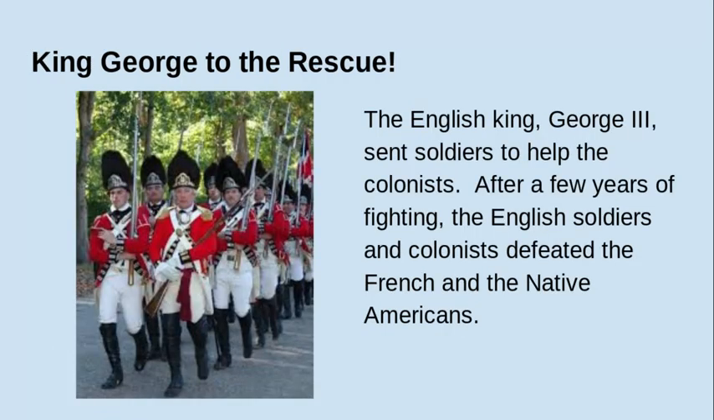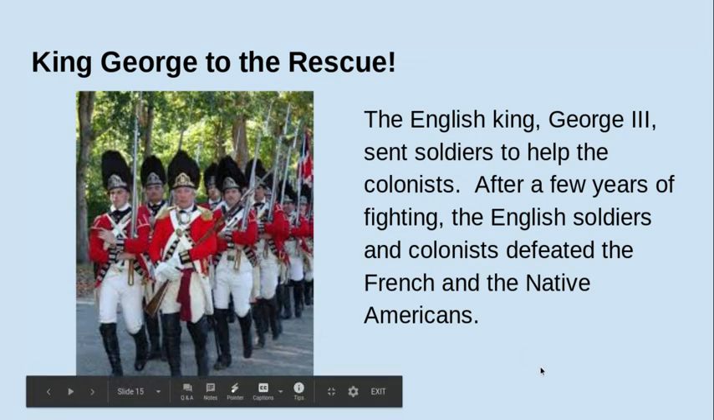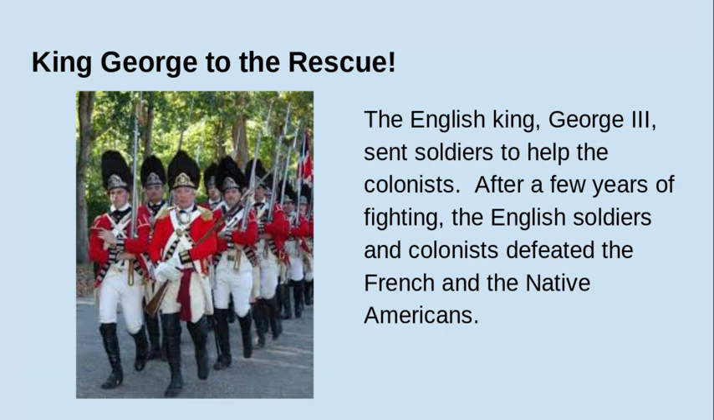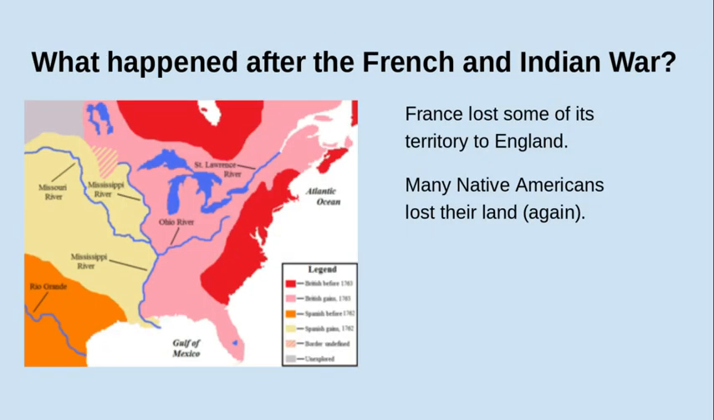But the soldiers that King George sent over at this time, the English Army and Navy, they were the best prepared fighting force probably in the world. They had better ammunition, they had better training, they had more of them. So King George sends over all of these professional soldiers. They join up with the colonists, and together they defeat the French and the Native Americans.